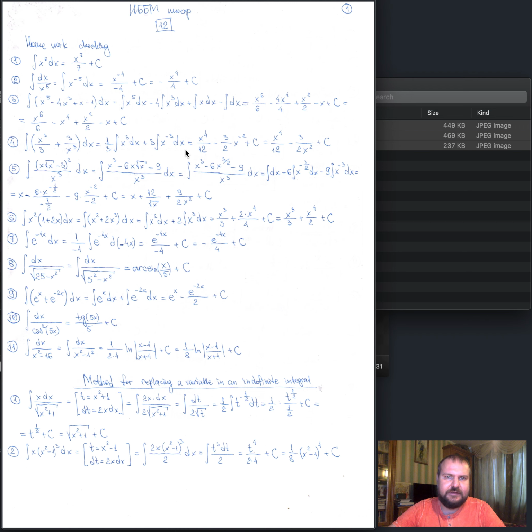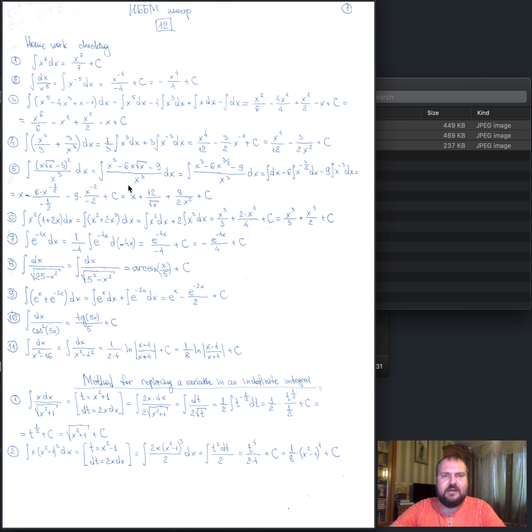Of course, the answer would be x in 4 divided by 12 minus 3 divided by 2, x in minus 2 plus constant, or we rewrite it as x in 4 divided by 12 minus 3 divided by 2, x in square plus constant. Example number 5, integral from the fraction in numerator the bracket x multiply root from x minus 3 the bracket in square divided by x in cubic dx.